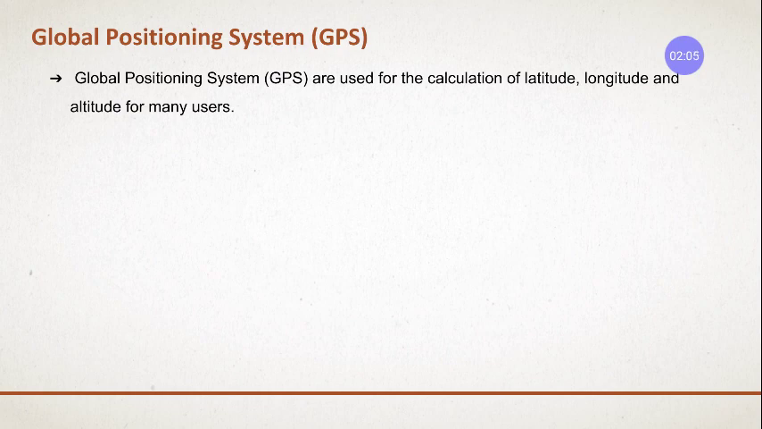GPS, that is global positioning systems, are used for calculation of latitude and longitude of many users, n number of users. Today everyone has smartphones, so there are a lot of smartphones in the world, and every smartphone has a GPS in it. This GPS receiver will receive the signals from the satellites, and with the help of the satellites' signals, we can find our location.